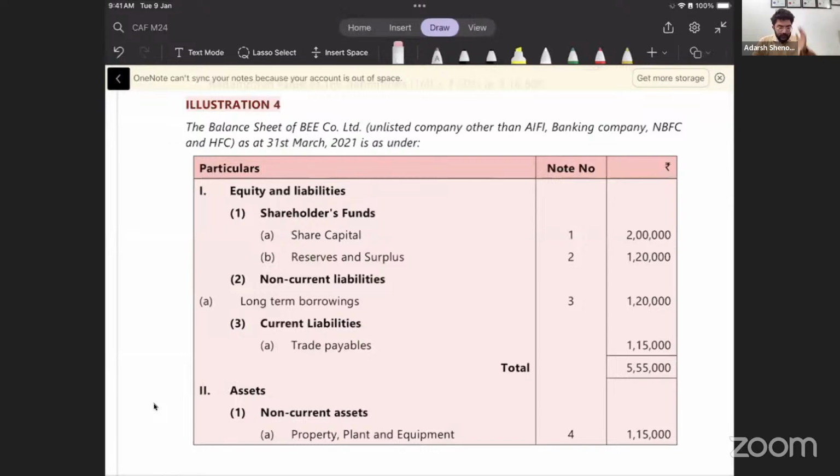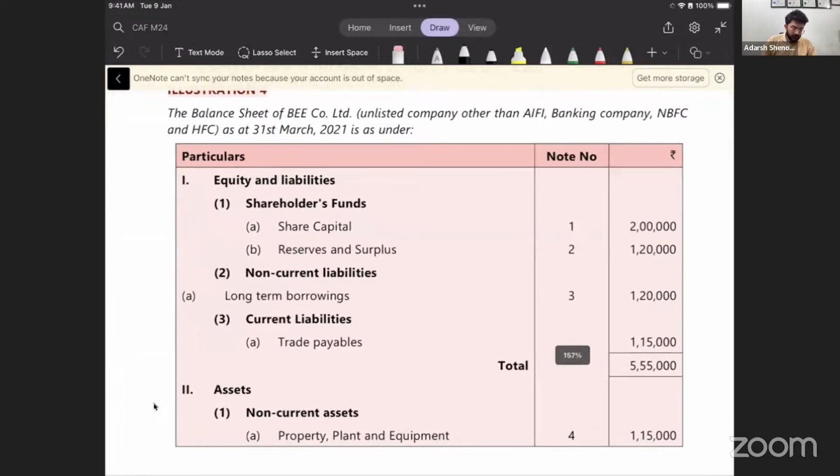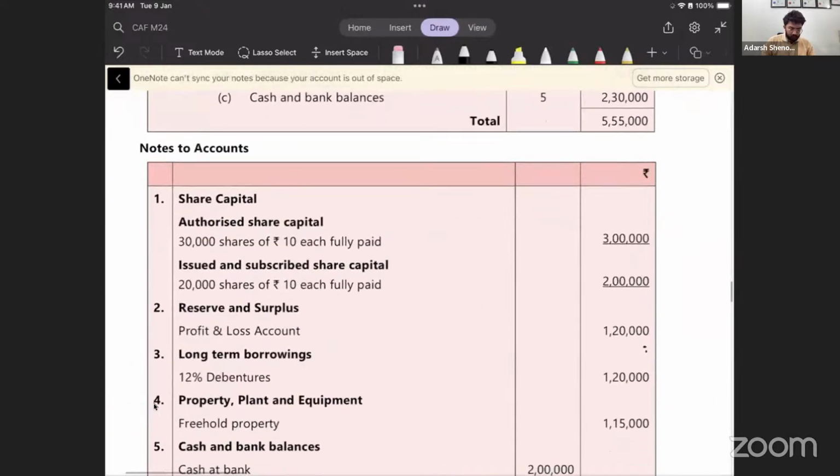The balance sheet of B Company Limited, unlisted company other than AIFI, banking company, NBFC, and HFC, as at 31st March 2021, is as under. So they have given the whole balance sheet of this company. So let's see what is there in the balance sheet. Equities and liabilities, shareholders' funds, there's share capital, there's reserves and surplus, non-current liabilities, there's long-term borrowings, 1,20,000, notes put together. We'll go through the notes to accounts also.